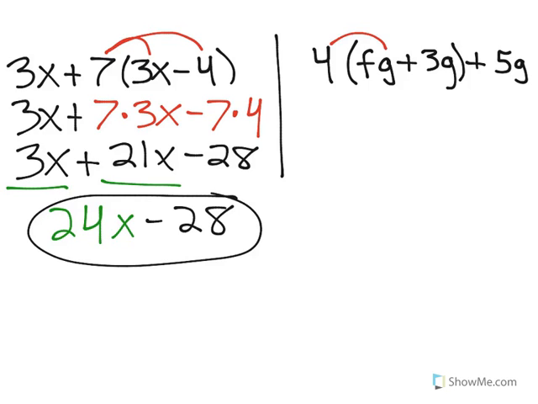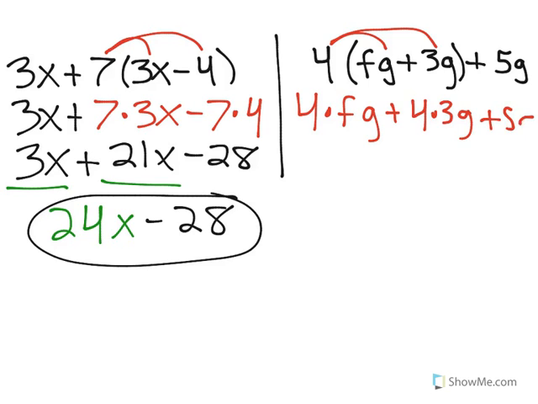Alright, so 4 times FG, and then positive 4 times positive 3G is going to give us a positive. I'm going to put a plus sign there. So 4 times 3G, all of that, and then we're going to add 5G. I didn't mean to do the 5G in a different color. There we go, it's supposed to be black.